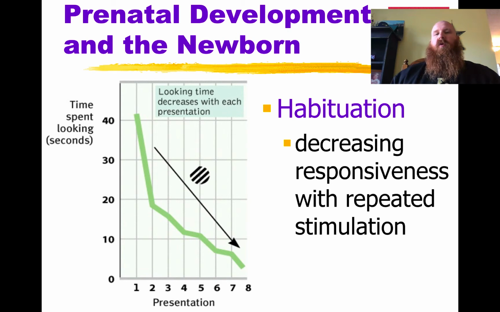So just make sure you know habituation and how babies, as you introduce something to them, the more times they look at it, the less time they look at it, if that makes sense.